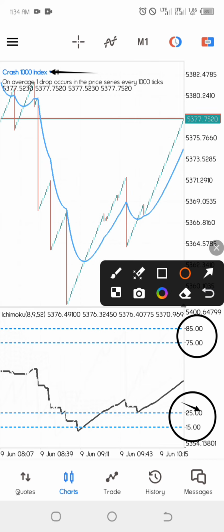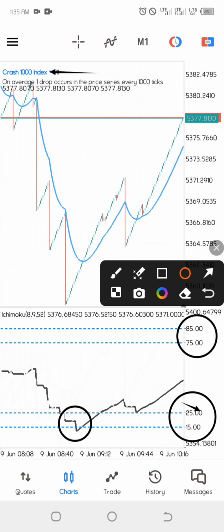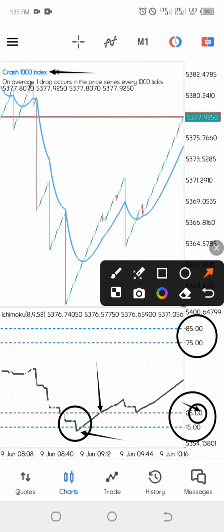Before you take a trade, the first thing you want to see is the Ichimoku at the 15 levels. It doesn't matter if it touches slightly or if it goes outside. It doesn't just have to touch the 15 levels. When it touches the 15 levels, we then want to see the Ichimoku line break out of the 25 levels, which you can clearly see right at this area. Once it breaks outside the 25 levels, you look into your main chart.